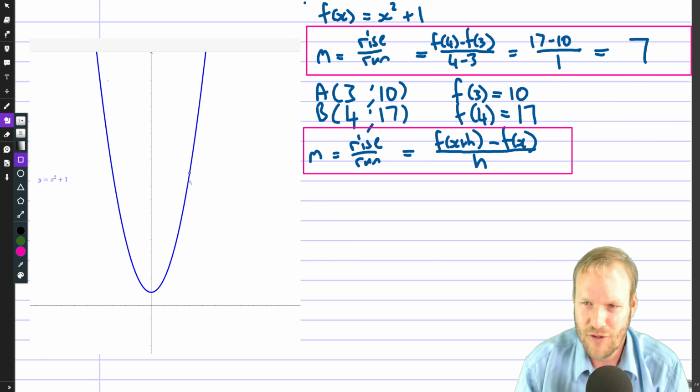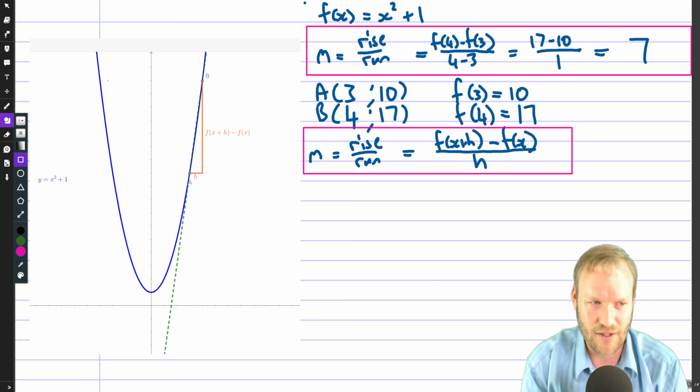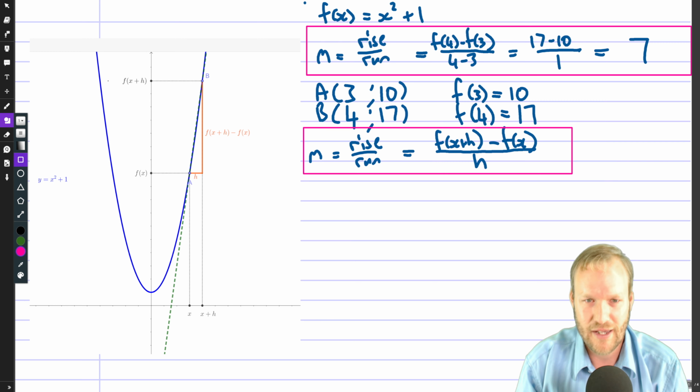I'm going to say, well, we know how to work out gradient between 2 points. There's our line through A and B. We worked out rise and run. And then we said, well, let's talk about it as something a little bit more complicated in these terms here. Well, that's fine because we've got 2 points, but that's not our tangent.